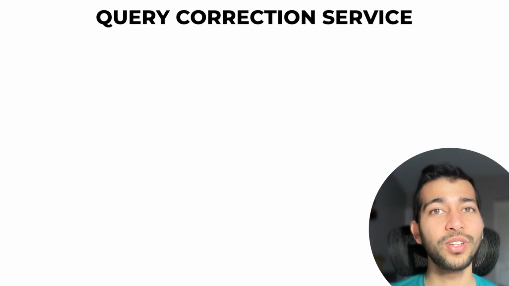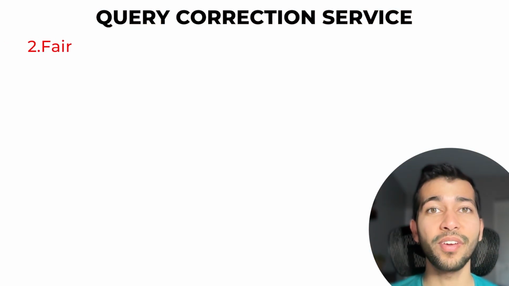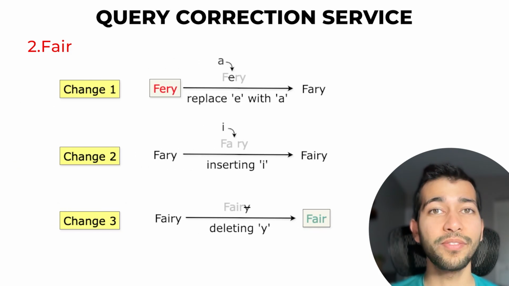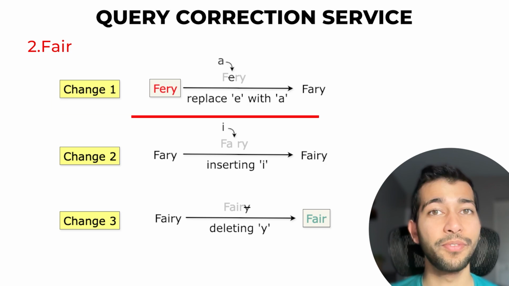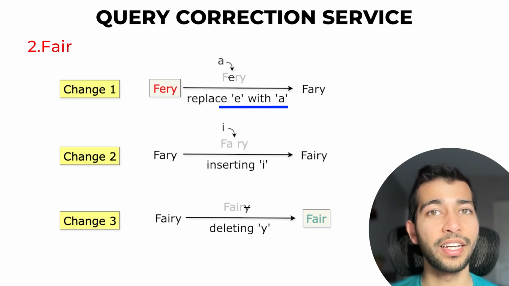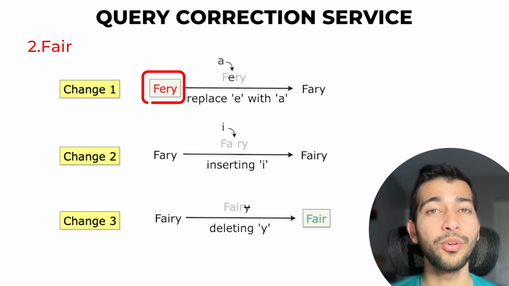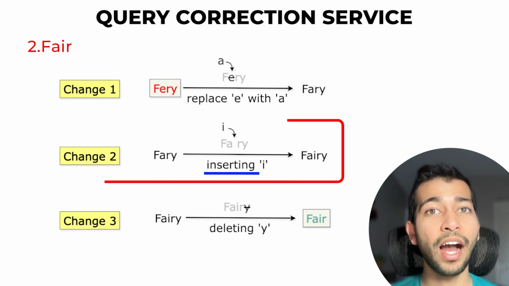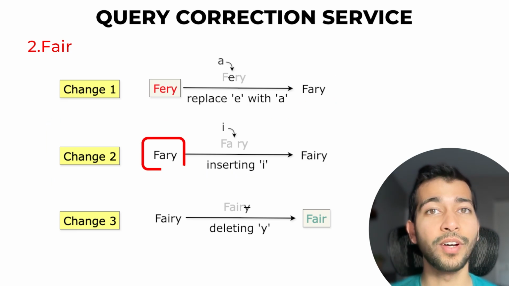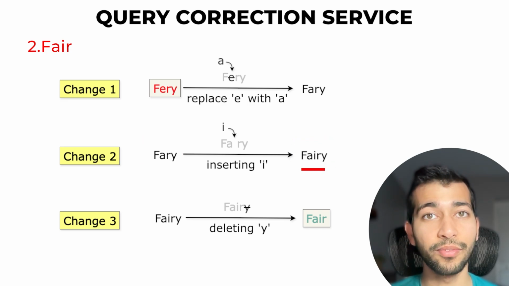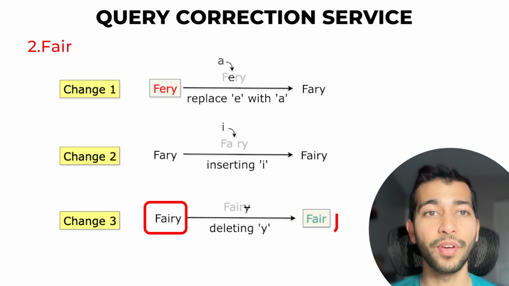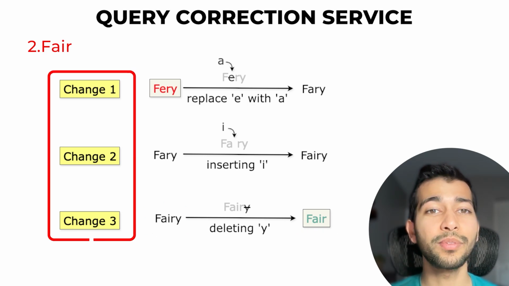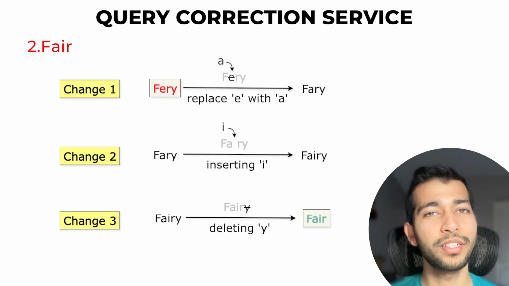Now let's move on to the third possibility, which is FAIR. Here, we have the transformation which includes three steps. The first step replaces E with A, converting FERY to FARY. Then the second step is inserting I, which converts FARY to FAIRY. And the final step is to remove that Y, converting FAIRY to FAIR. So in result, we have three steps, not as close as ferry, but still good.